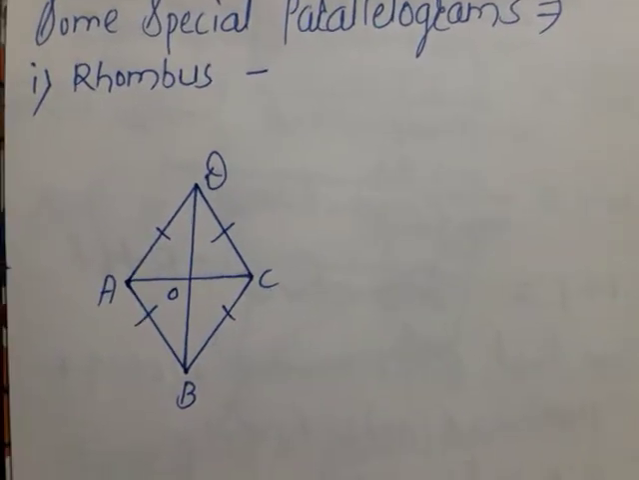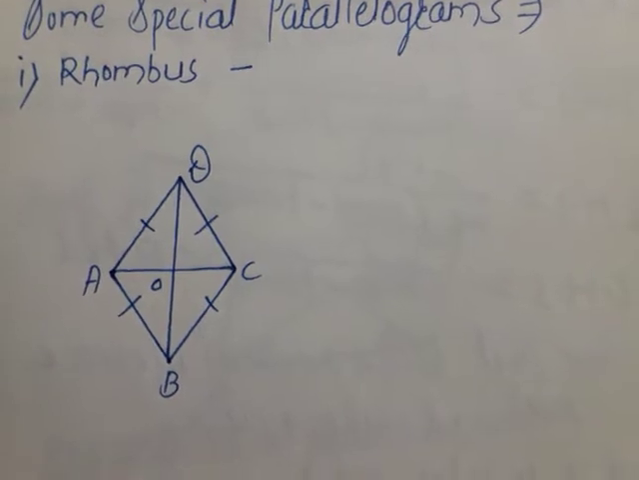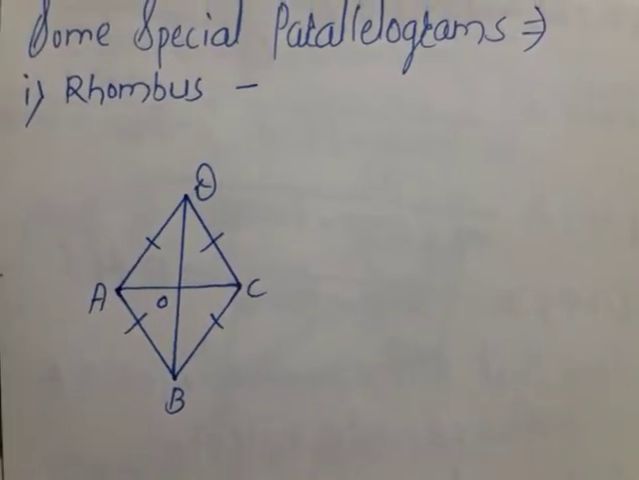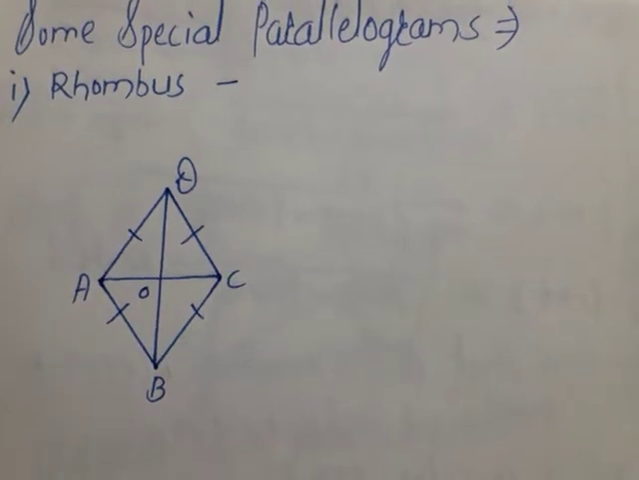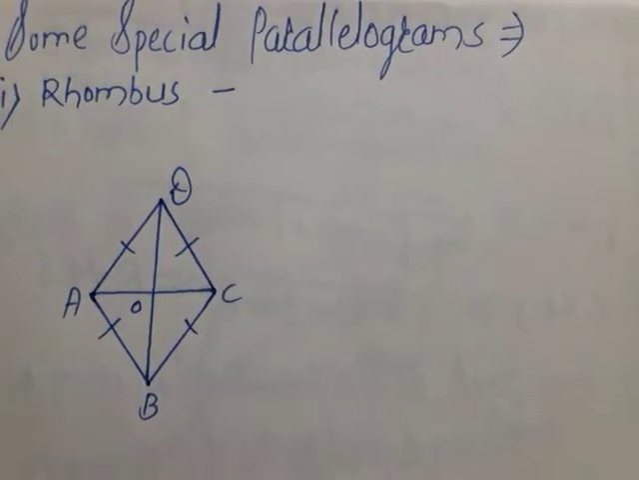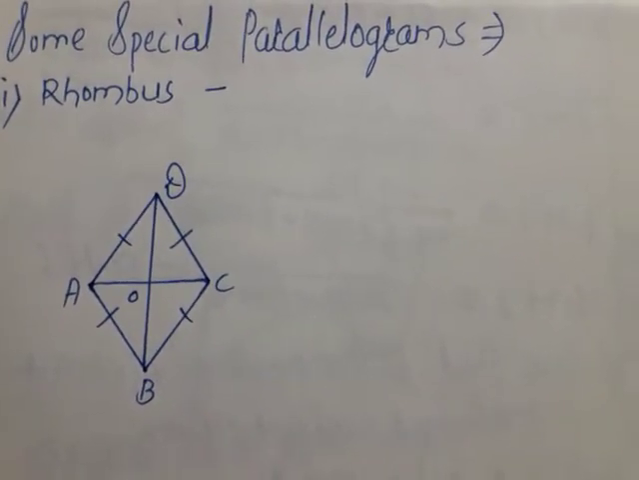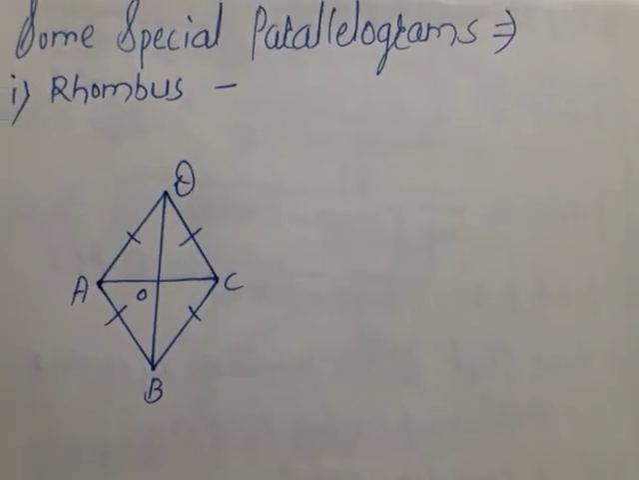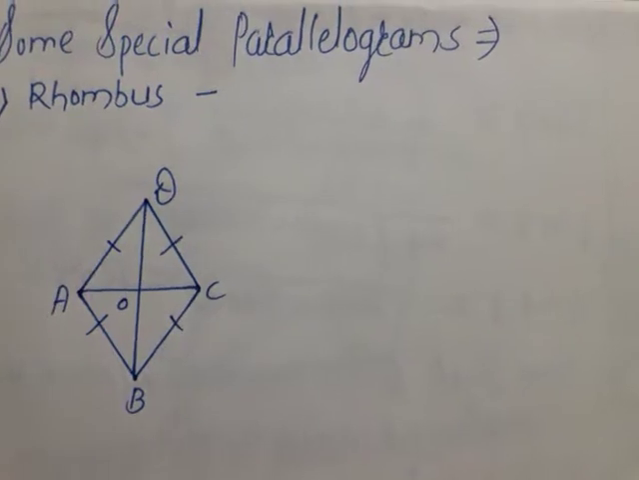First one, as you are looking at this figure, is the rhombus. Second one is the rectangle. Third one is the square. We will see their properties, how they are different from one another, and why they are called some special parallelograms. Again, one important thing is that all these parallelograms have some special properties also. I am going to start.